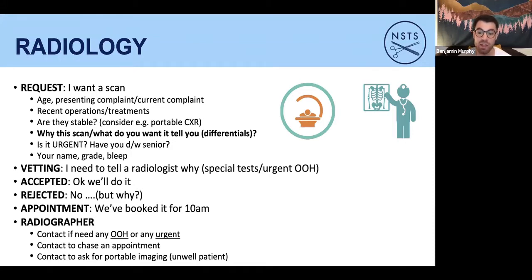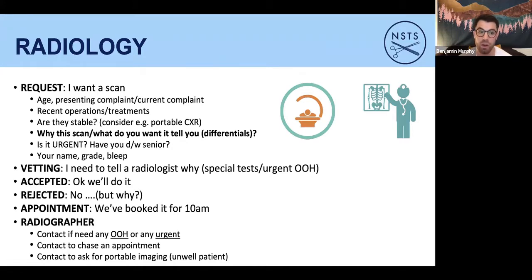Vetting means that you've put a request in, but you need to get a radiologist, so one of the doctors, to actually look at your request and say, yeah, you can have that scan, or no, I don't think that's appropriate. Accepted means they have accepted your request and they said they'll do the scan, but they haven't said when, and they haven't said how urgently they're going to arrange that. Rejected means that someone has looked at that request and thought that's not appropriate.